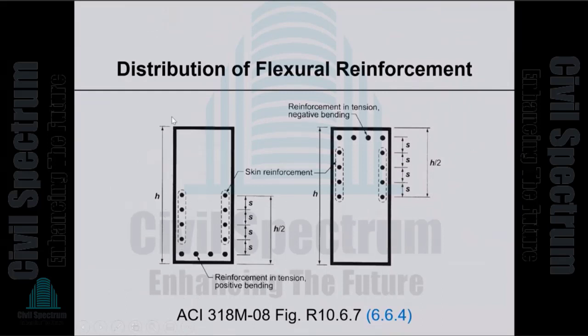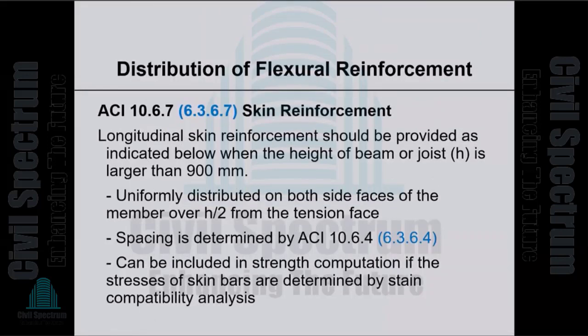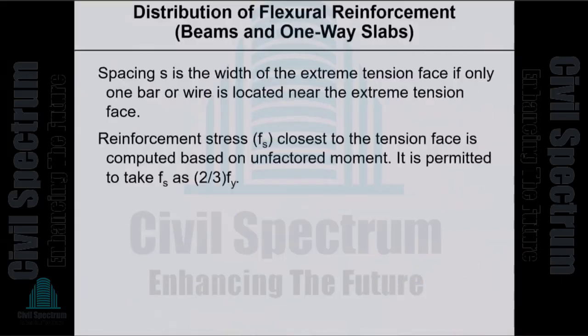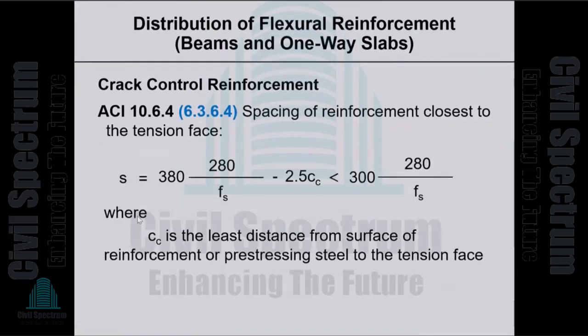Okay. So this is a deep beam, total depth h. So if this is the tension face, the skin reinforcement will be provided as shown in the picture, up to h by 2. Okay, this is h, this is h by 2. If this is the tension face, then the skin reinforcement will be provided as in the right-hand picture. So uniformly distributed on both faces of the member over h over 2 from the tension face, spacing is the same as this spacing. Okay, so spacing of skin reinforcement is the same as the spacing given by these expressions.